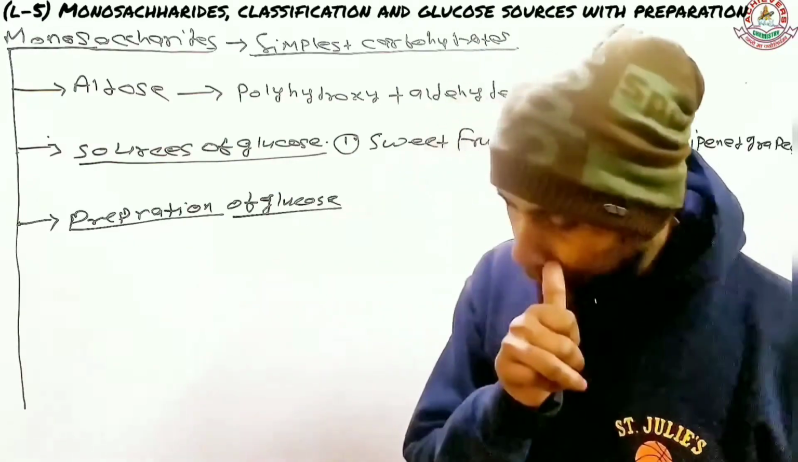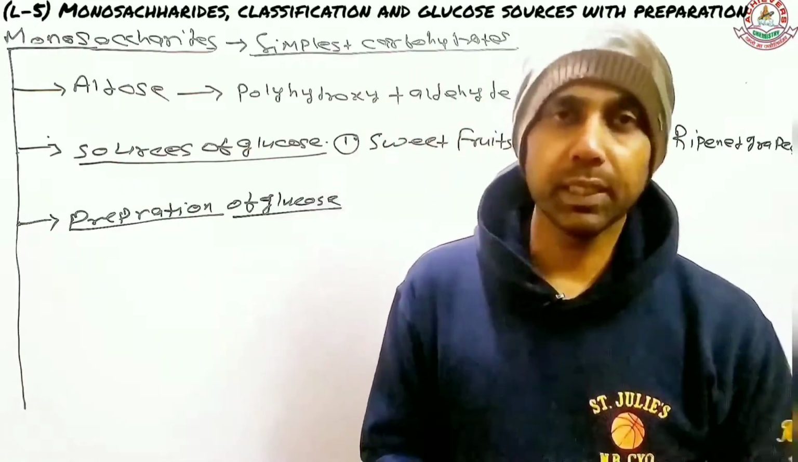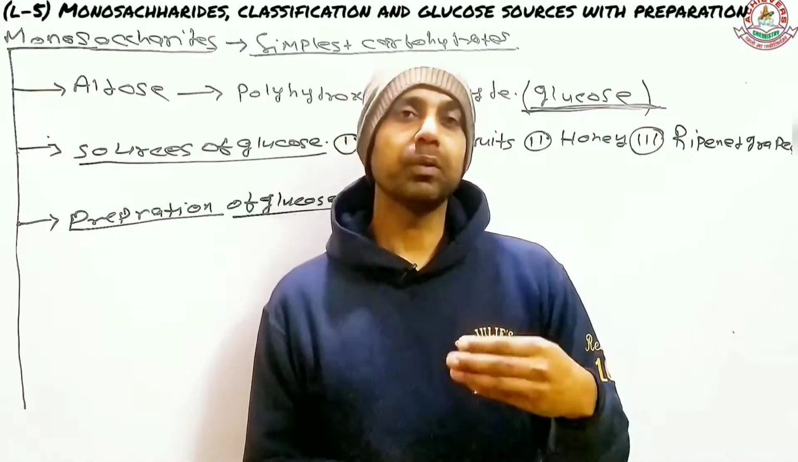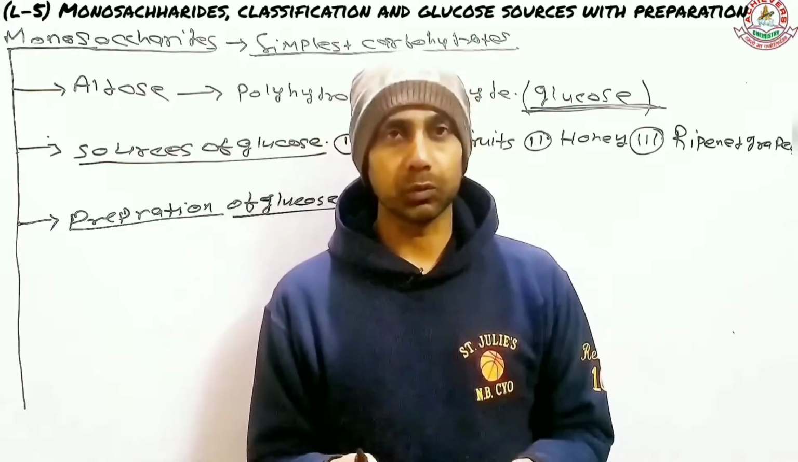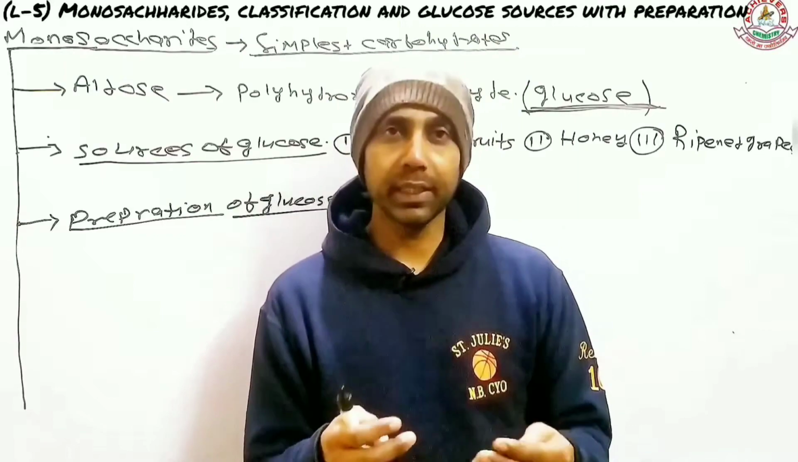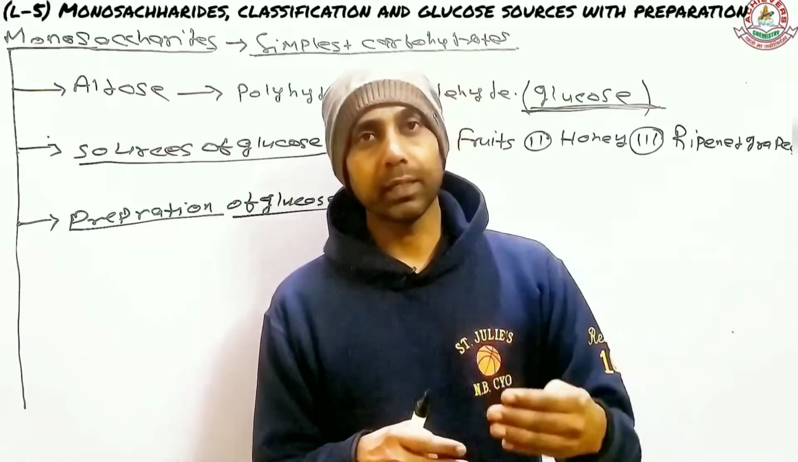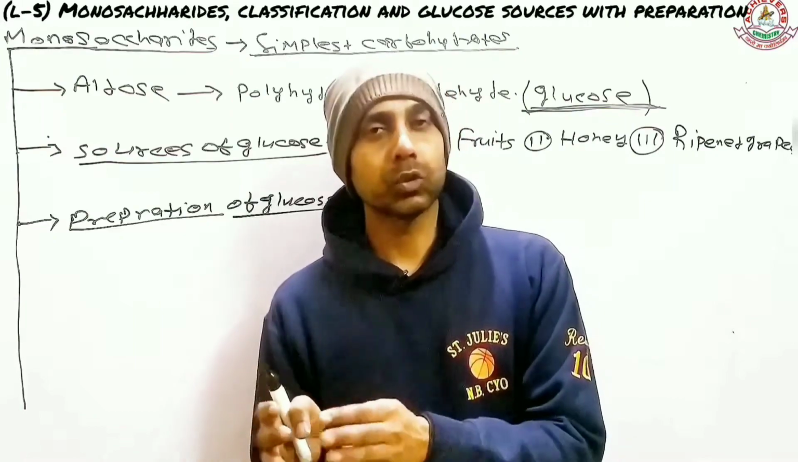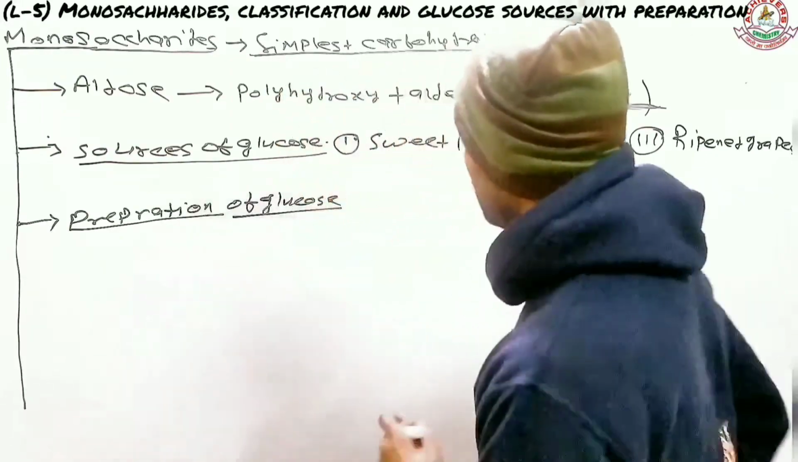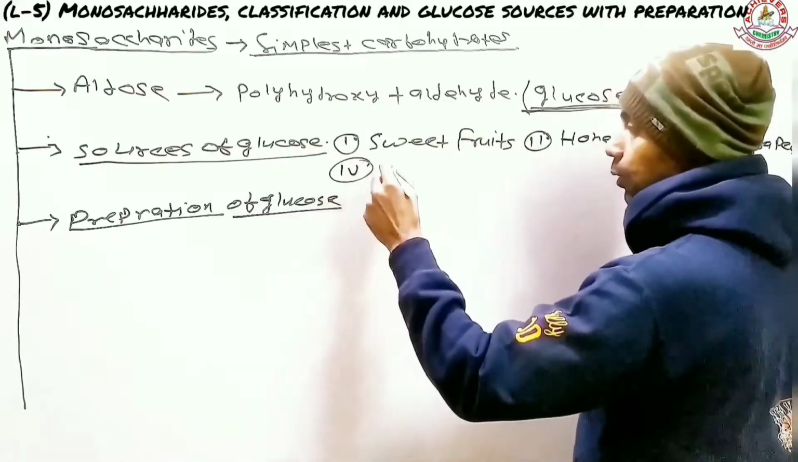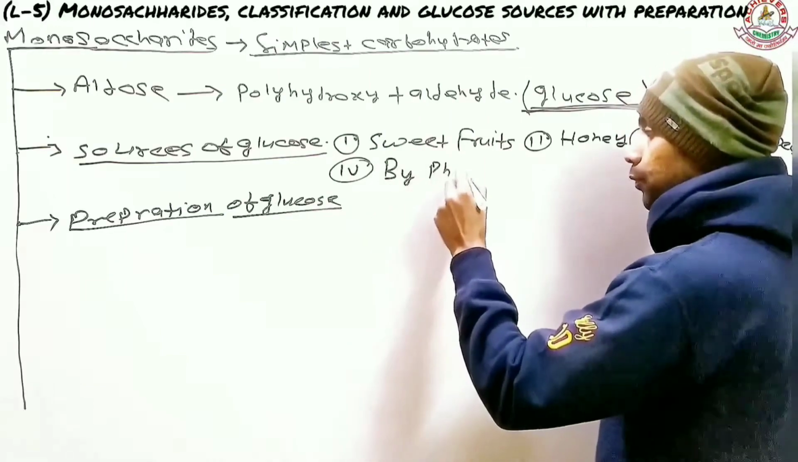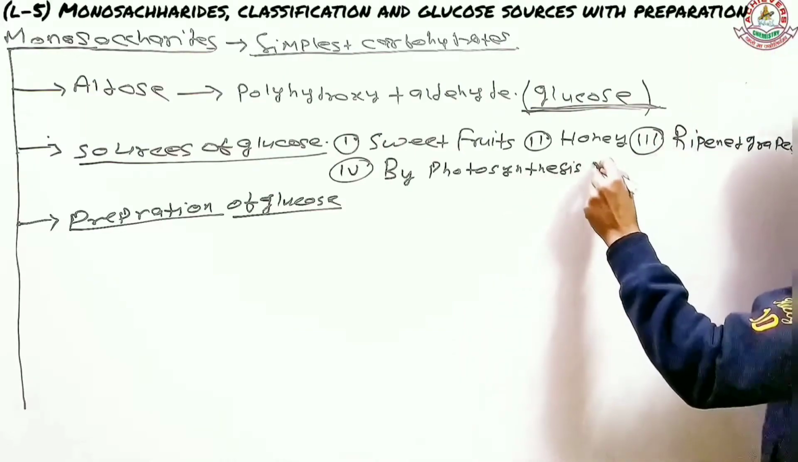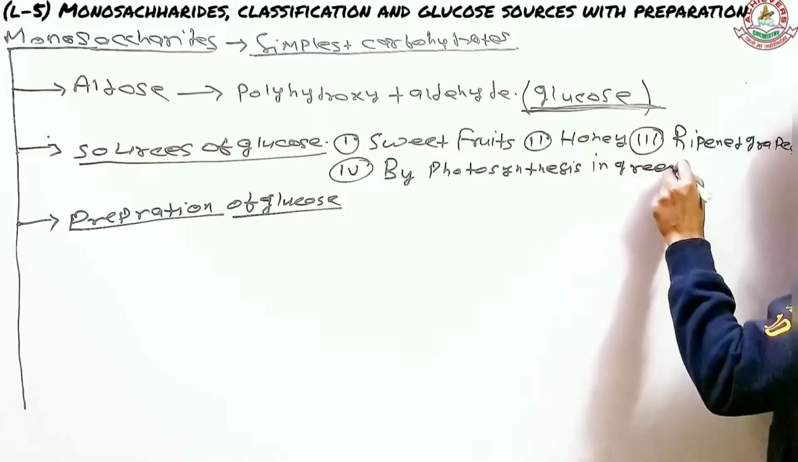How can you obtain glucose? Glucose is one of the most abundant chemicals on earth, as it is present as a constituent of the cell wall, because the cell wall is made up of cellulose and cellulose is made up of glucose. So we can indirectly say that it is one of the most abundant substances on earth, and basically it comes from plants. Where is the plant getting it from? From photosynthesis. That is something you do know. So the biggest source of glucose is photosynthesis. I'm going to make this the fourth one right here: by photosynthesis in the green plants.